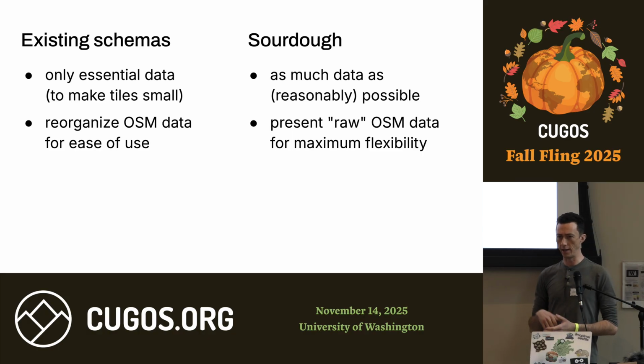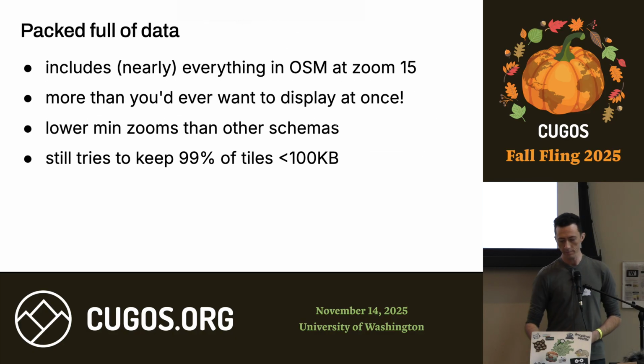Sourdough is kind of aimed at prototyping and experimentation. So the tiles are large, but it affords you a lot of flexibility in what you might choose to display from them. And it also presents OpenStreetMap data in a very unfiltered, kind of raw format where you, the cartographer, have to deal with a lot of the idiosyncrasies of the data model, but you also have maximum flexibility for how to interpret the data.